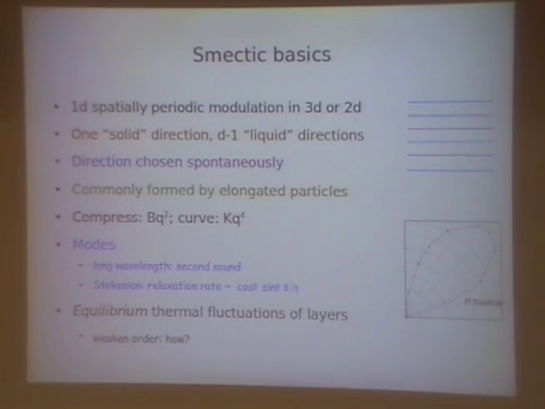Most of you are students of physics, so you do know the fundamentals of Smectics. It's a one-dimensional spatially periodic modulation in more than one dimension. One of its directions is solid-like, the other is liquid-like. The direction is chosen spontaneously. Right? It could align in any of these directions. And it costs an energy proportional to wave number squared to compress the layering. In directions perpendicular to the ordering direction, the cost of distortions is proportional to wave number to the 4, because it doesn't have a shear modulus, it only costs to bend the layers.